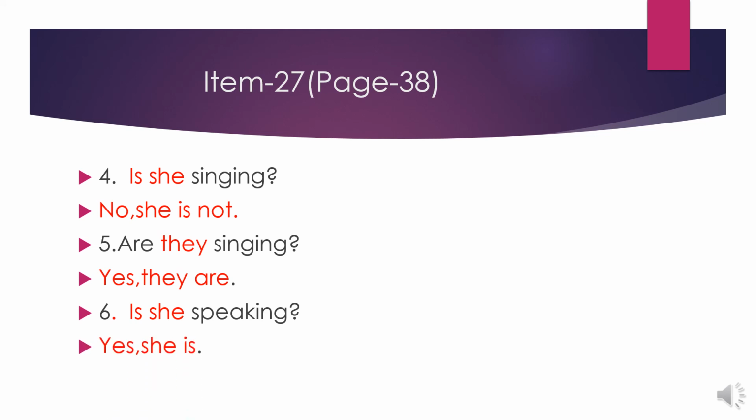So let us go through from the very first one. The first picture, we can see a boy is laughing. So yes, he is. The second picture, is she crying? No, she is not. The third one, is he shouting? Yes, he is. Number 4, is she singing? No, she is not. Number 5, are they singing? Yes, they are. Number 6, is she speaking? Do you think? Yes, from the picture, yes, she is.